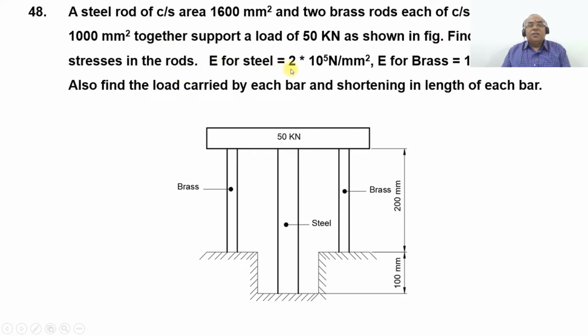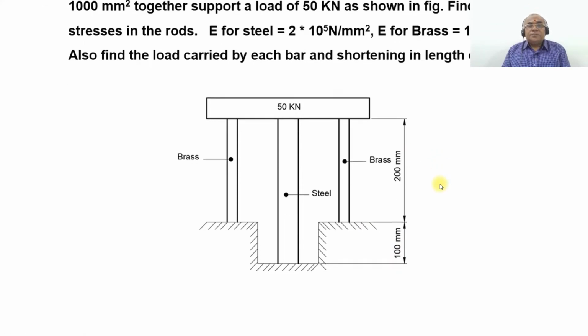Take E for steel as 2 into 10 to the power of 5 Newton per mm square, and E for brass as 1 into 10 to the power of 5 Newton per mm square. Also, find the load carried by each bar and the shortening of the length of each bar. The length of the brass bar is 200 mm and the length of the steel bar is 300 mm, as shown in this figure.